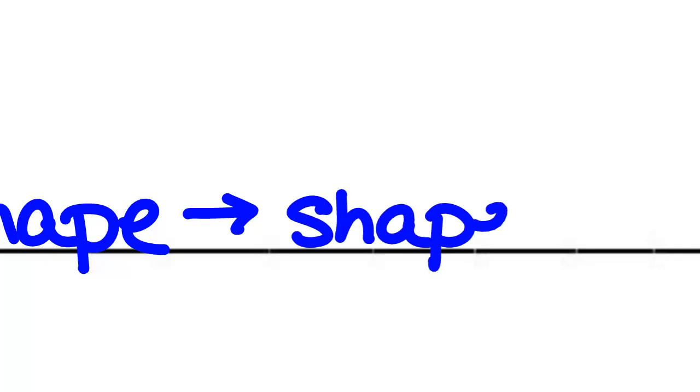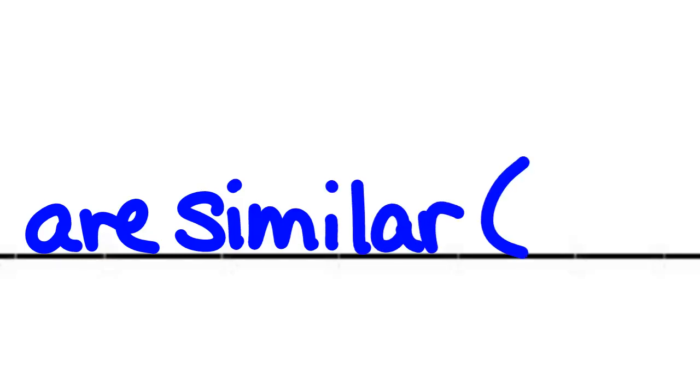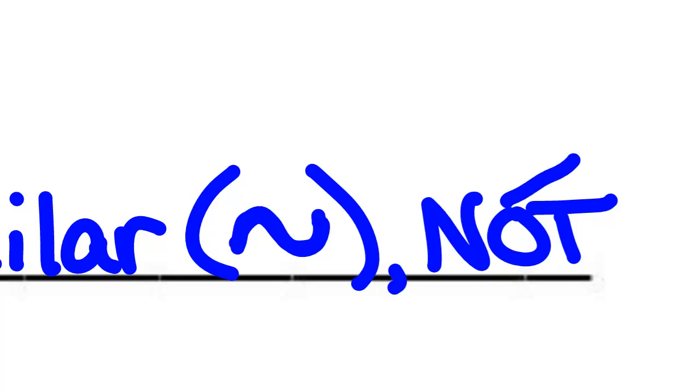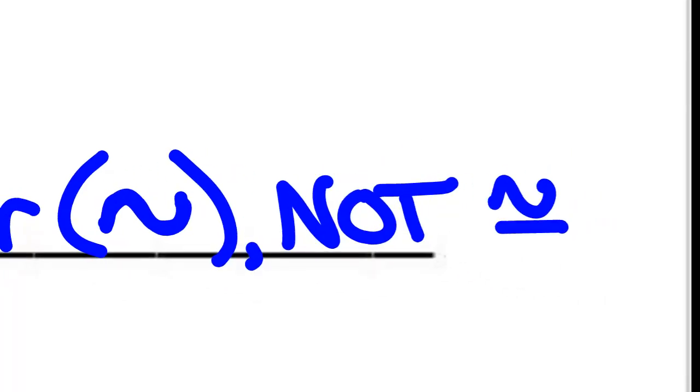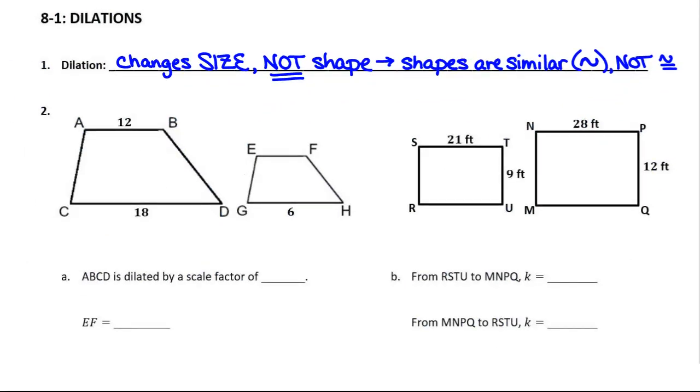Dilations change size, but not shape. We say that the shapes are similar. And we represent similar with that squiggle. The shapes are similar, not congruent. So let's see what we can do with what we learned yesterday and what we've got to work with today.